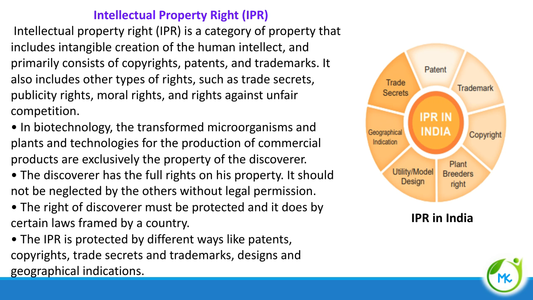Next, intellectual property rights. So it is a category of property that includes intangible creation of human intellect. So we are going to protect one's own intellectual findings, and it primarily consists of, so how we can protect is by giving copyrights, patents, or trademarks. So it also includes other types of rights such as trade secrets, publicity rights, moral rights, and rights against unfair competition.